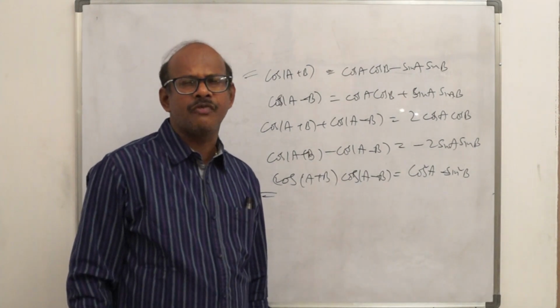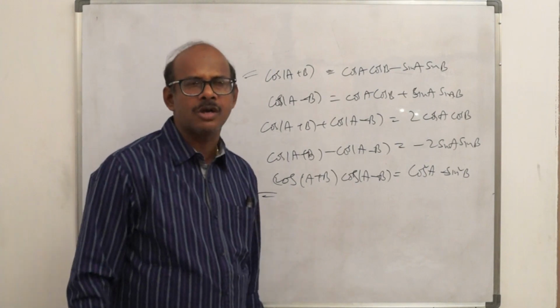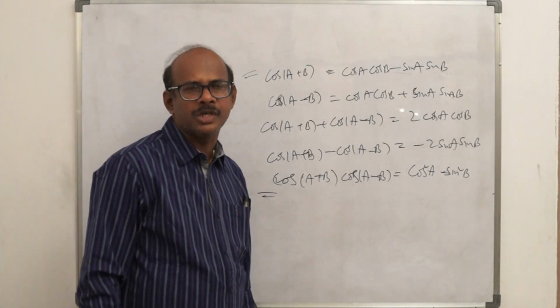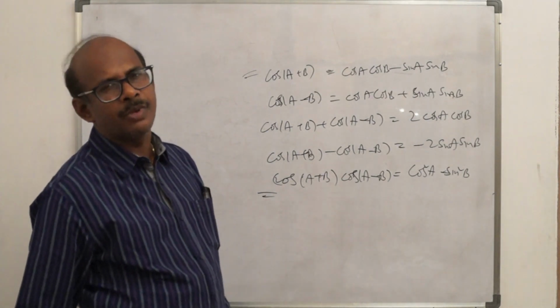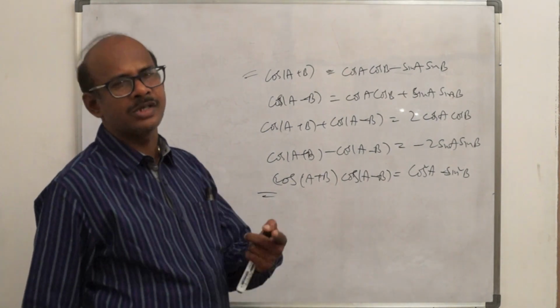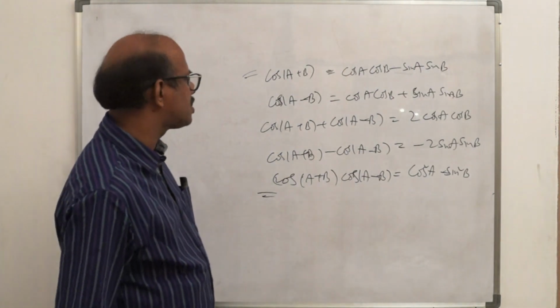Sin of A plus B is sin A cos B plus cos A sin B. Sin of A minus B is sin A cos B minus cos A sin B. Sin of A plus B plus sin of A minus B is 2 sin A cos B. Sin of A plus B minus sin of A minus B is 2 cos A sin B. Sin of A plus B multiplied by sin of A minus B is sin square A minus sin square B.